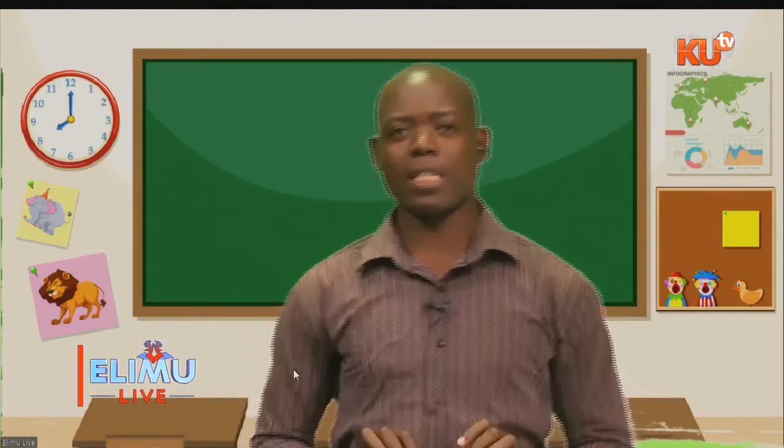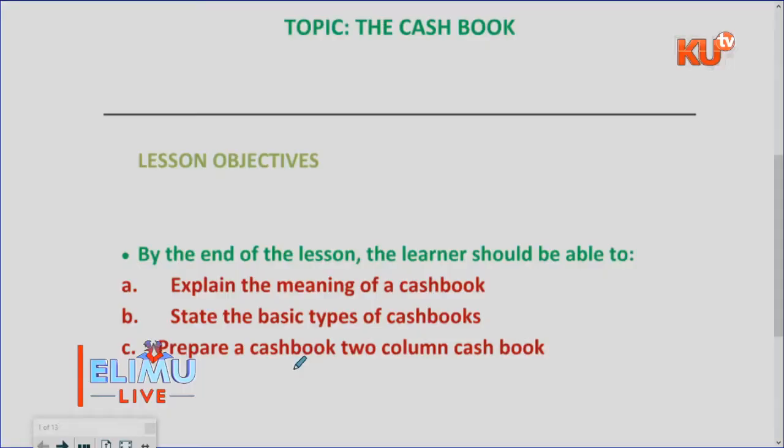And students, what is the accounting equation? The accounting equation simply provides that assets equal capital plus liabilities. So when you have the value for the assets, it should be the same as the value for the capital plus the liabilities. That is called the accounting equation. And so from there, we can now discuss this part on the cash book.